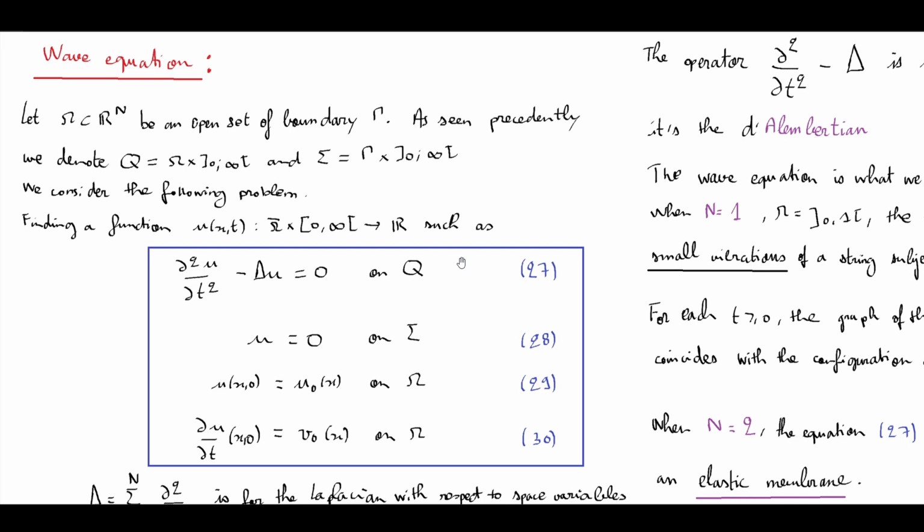We consider the following problem: finding a function u(x,t) on omega bar times 0 infinity going to R, such as the second partial derivative of u with respect to time minus Laplacian of u equals 0 on our cylinder Q, which is 27. Then we also have u equals 0 on sigma, 28, u(x,0) equals u0(x) on omega, and du over dt (x,0) equals v0(x) on omega. This is 30.